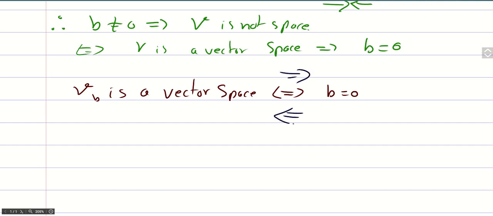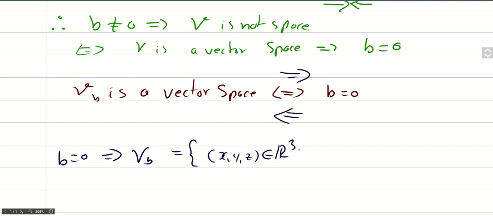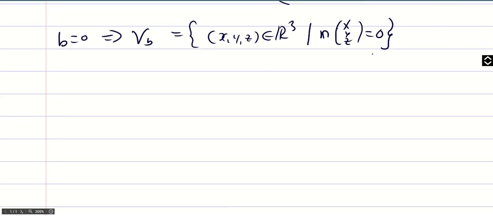Now we need to prove this direction. So if b is equal to 0, then V is the set of (x, y, z) in the reals, such that n dot (x, y, z) is equal to 0. Okay? So, how to prove this? We need to prove that this space V0 is a vector space.